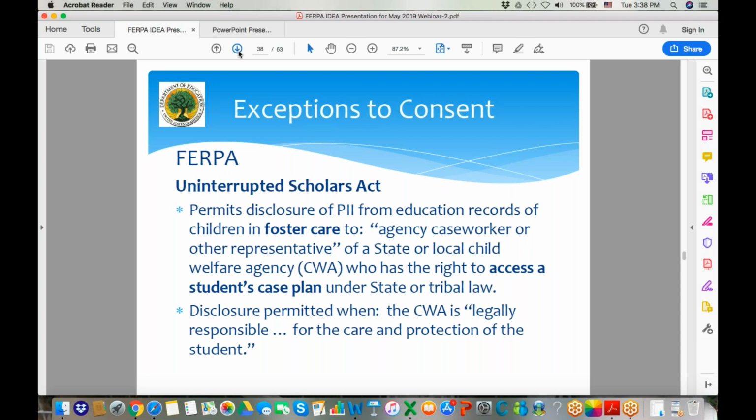So in 2013, President Obama signed the Uninterrupted Scholars Act, and that does a couple things. It permits the disclosure of PII, which we talked about earlier, from education records of children in foster care.